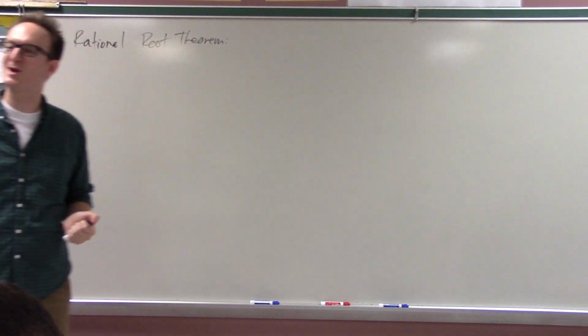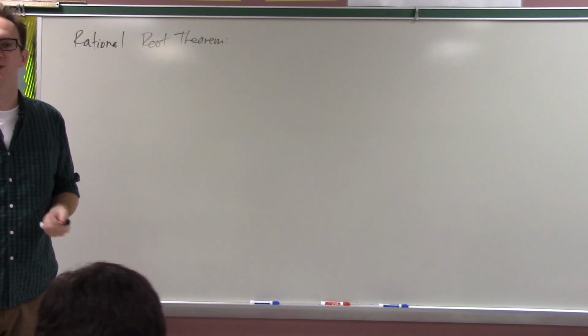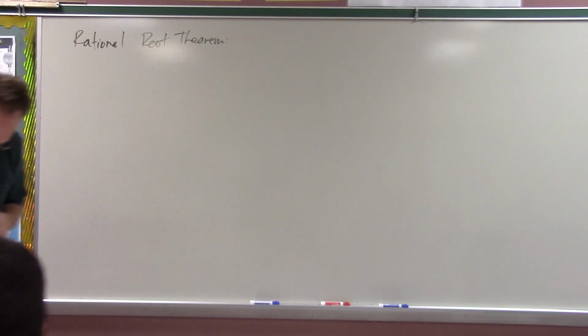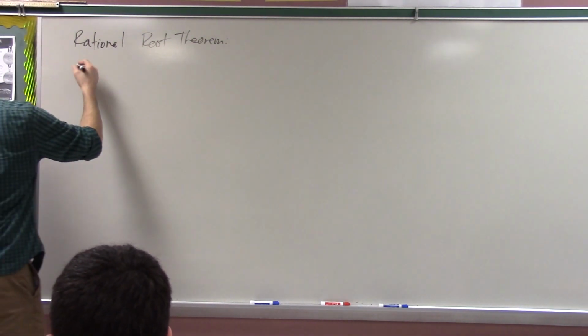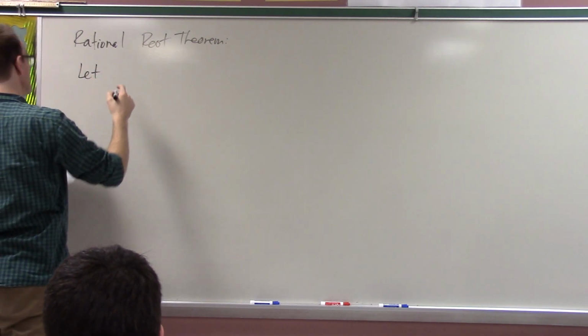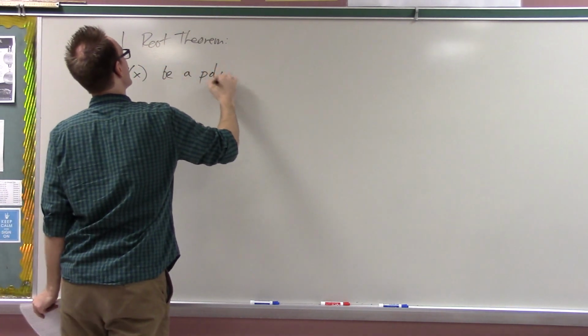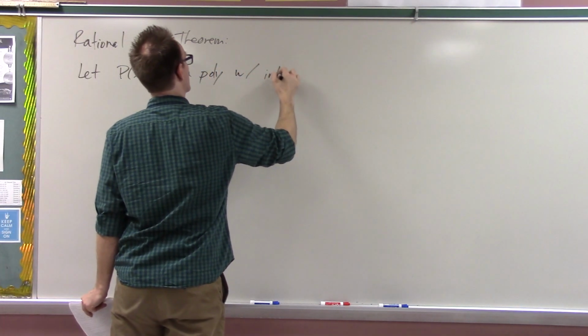If someone says prove something about all triangles, what's the first thing you do? Just take a triangle and then you start. Okay, good. Excellent suggestion. So, the first step, already pretty easy. Let p of x be a polynomial with integer coefficients.